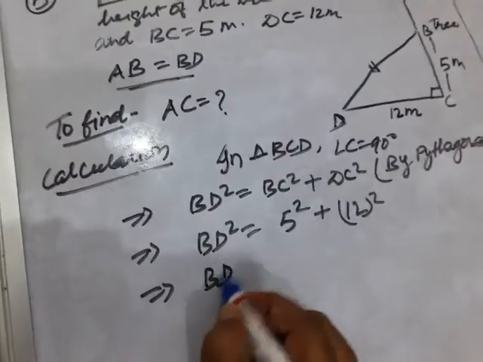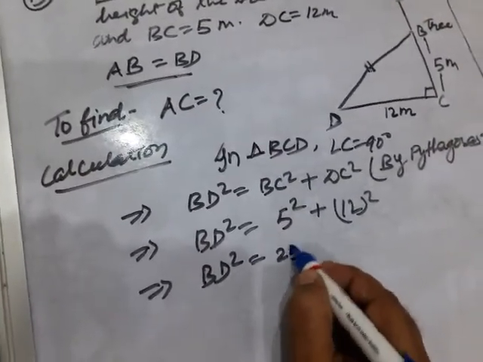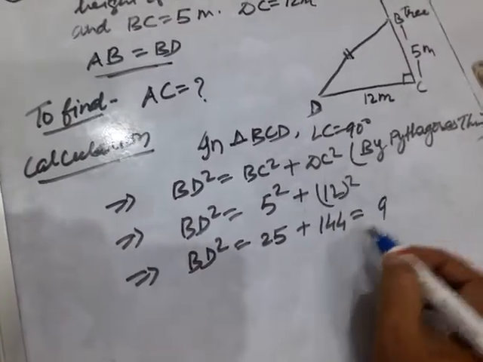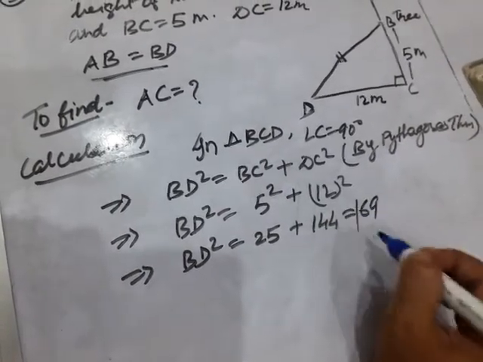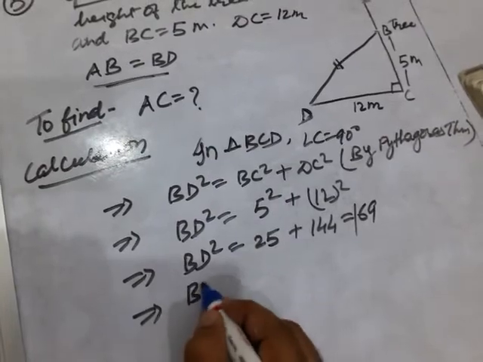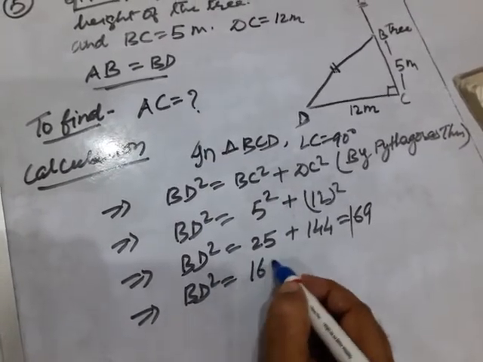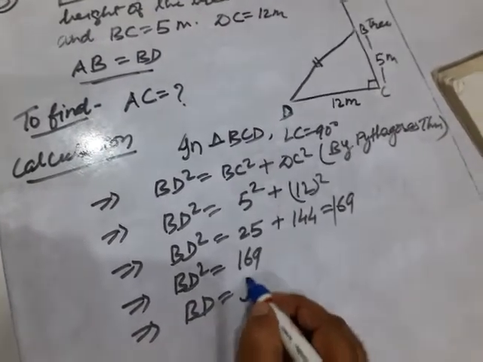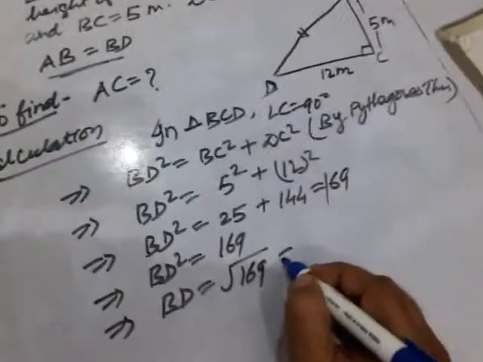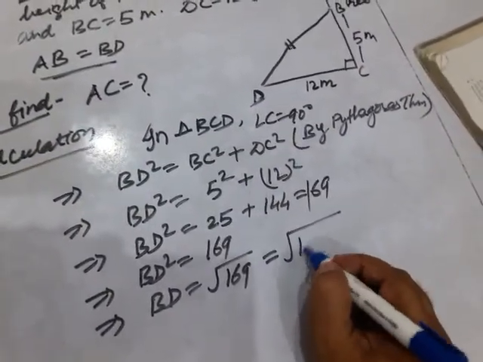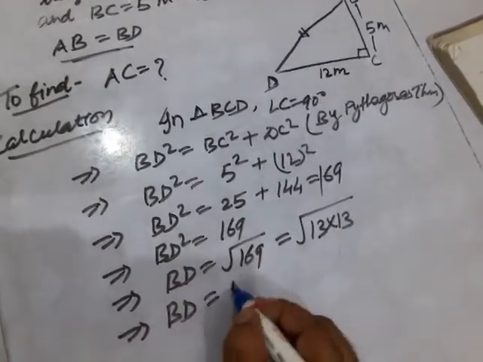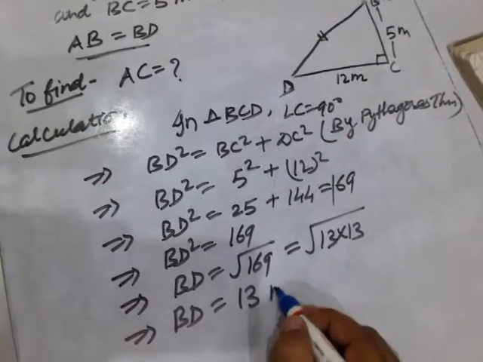This implies that BD square equal to 5 fives are 25 plus 12 twelves are 144, which is equal to 169. This implies that BD equal to under root 169, and prime factorization of 169 equal to 13 into 13. This implies that BD equal to 13. BD equal to 13 meter.